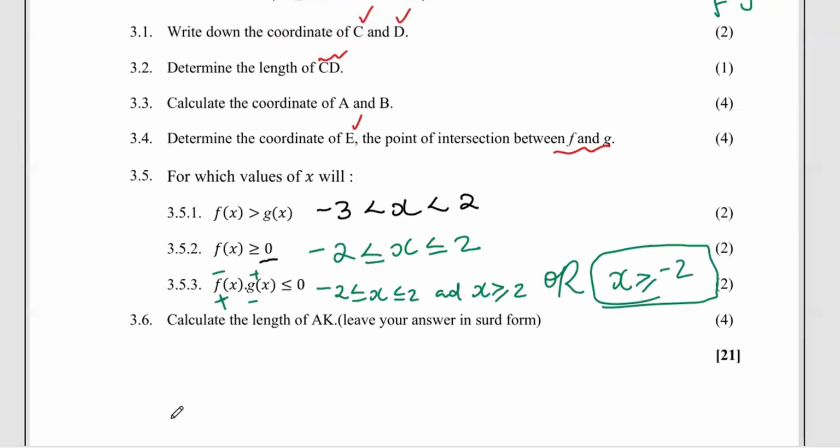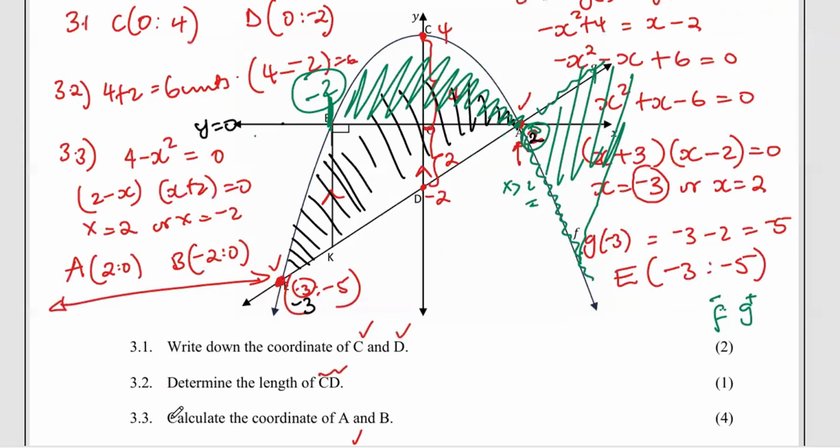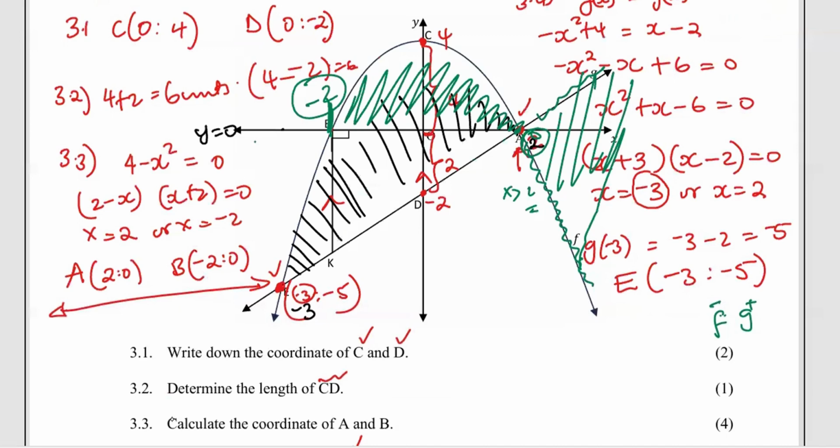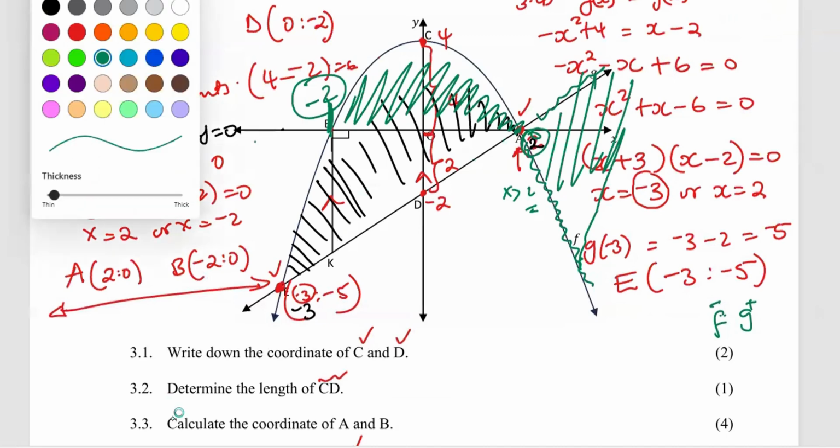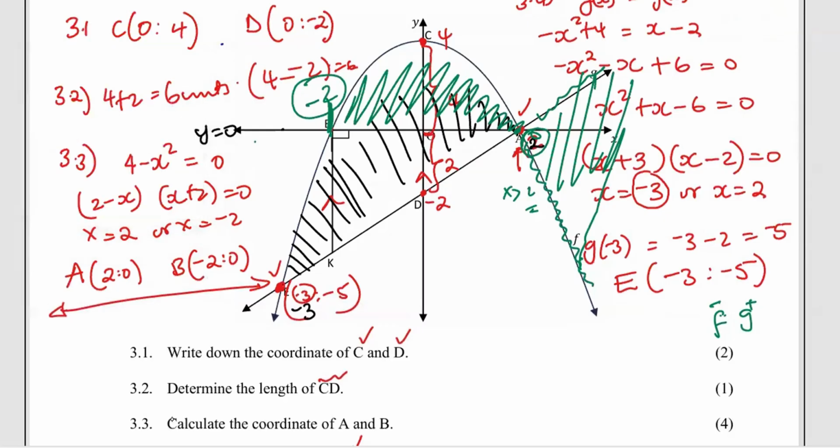3.6, they want us to get the length of AK. Where is A, where is K? So for AK, why are they asking us this? Because I feel like we're going to need some bit of distance formula or Pythagoras. So we say this is 2 and 0. We got this as negative 2 and 0. We only need to get the coordinates of K.